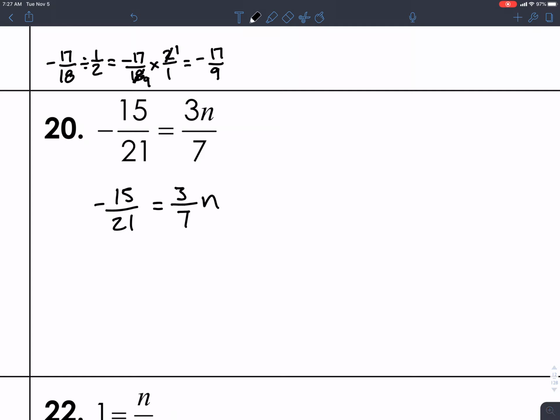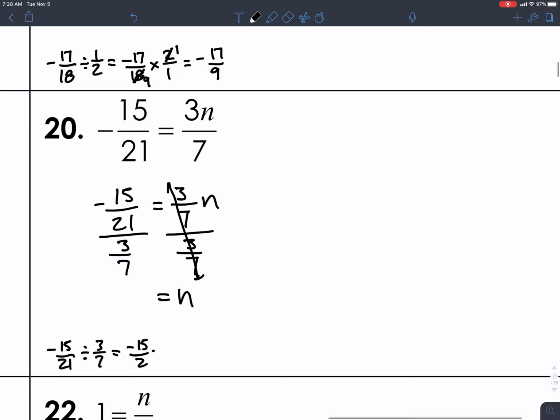So, if we divide by 3/7, that becomes a big 1. So we end up with n. And then we need to divide by 3/7 here. Now again, remember, negative 15 over 21 divided by 3/7 is the same as negative 15 over 21 times, keep, change, flip.